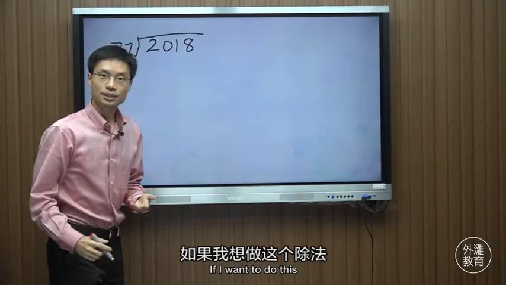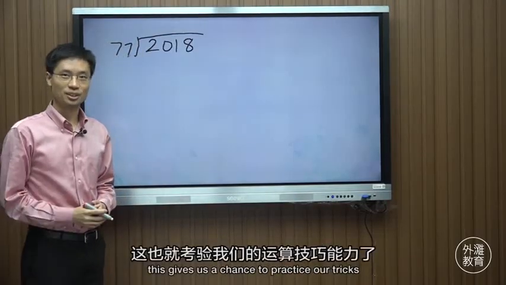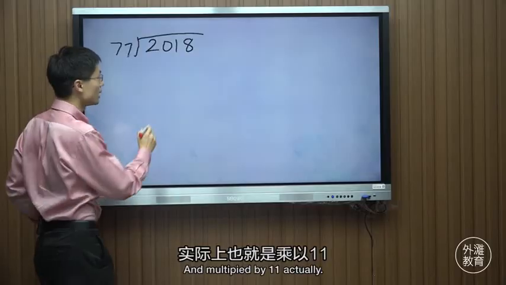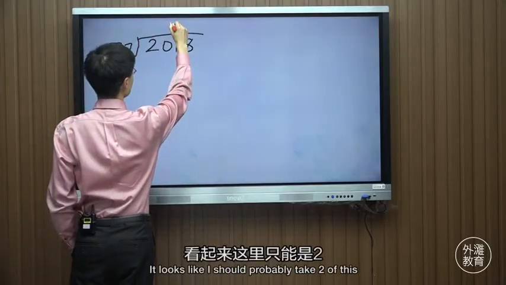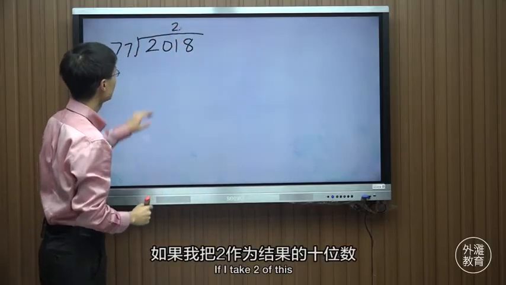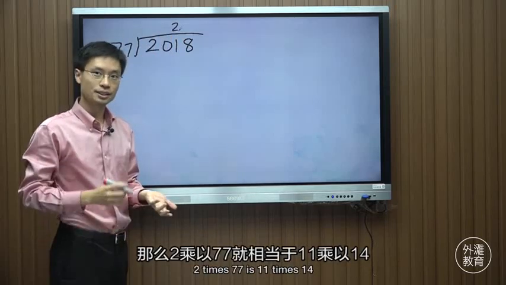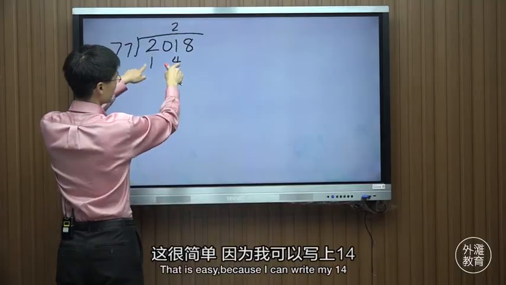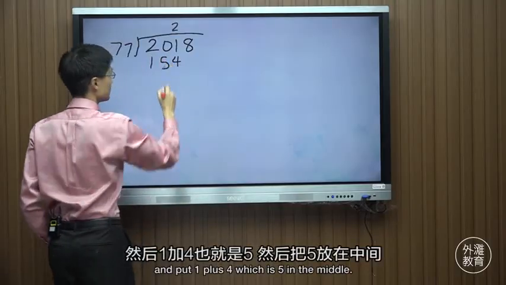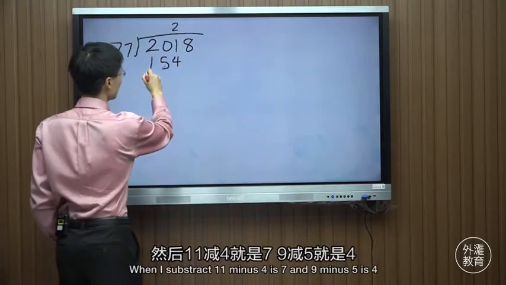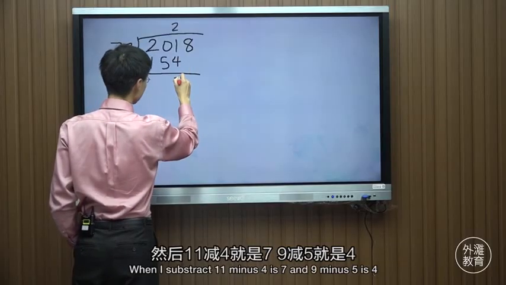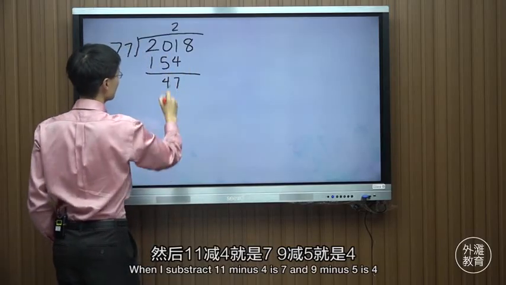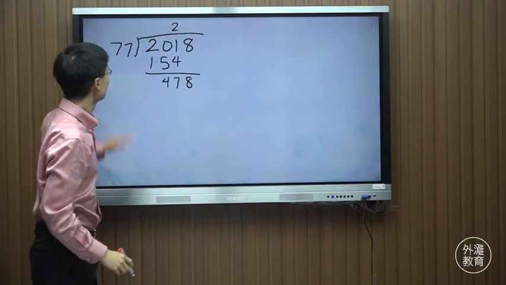If I want to do this, this gives us a chance to practice our tricks on multiplying by 11, actually. It looks like I should probably take 2 of these. And if I take 2 of these, 2 times 77 is 11 times 14. That's easy because I can write my 14 and put 1 plus 4, which is 5, in the middle. When I subtract, 11 minus 4 is 7, and 9 minus 5 is 4. Then I put my 8.